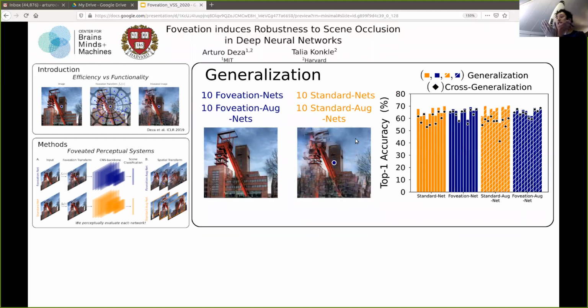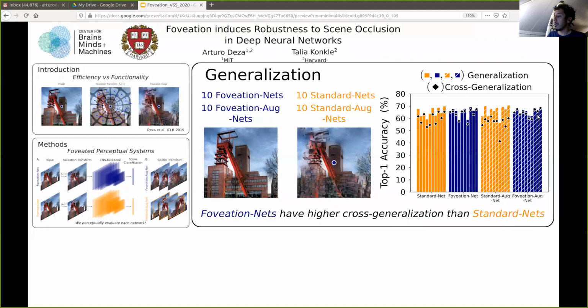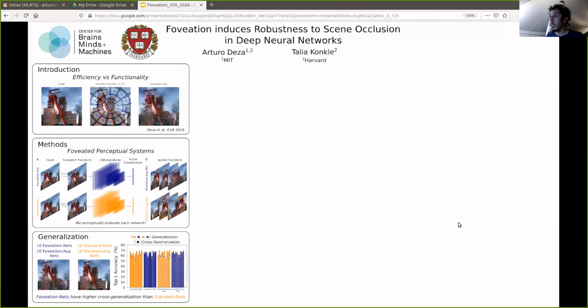However, when we flip the visual stimulus and show non-foveated images to the foveated systems and foveated images to the non-foveated systems, the drop in performance is higher for the non-foveated systems, converse to the foveated systems. So this would imply that foveation nets have higher cross-generalization than standard nets. Now, why is this the case? Let's keep digging into this question.